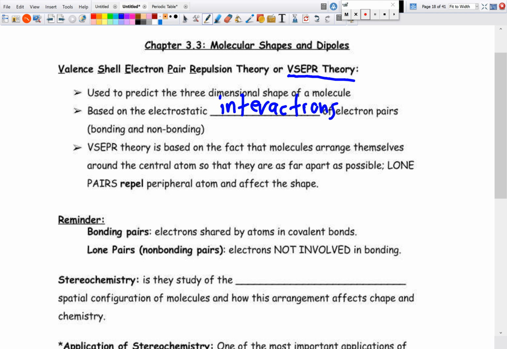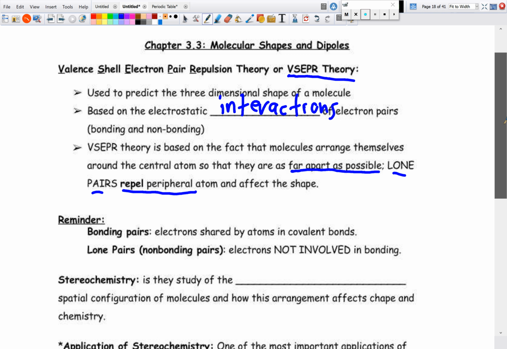So how this works is that the V.S.E.P.R theory is based on the fact that molecules are going to arrange themselves around the central atom so that the peripheral atoms are as far apart as possible. Now, for molecules that have lone pairs, these tend to repel the peripheral atoms and they're going to affect the shape. So we're going to notice that when we talk about bond angles and everything like that.